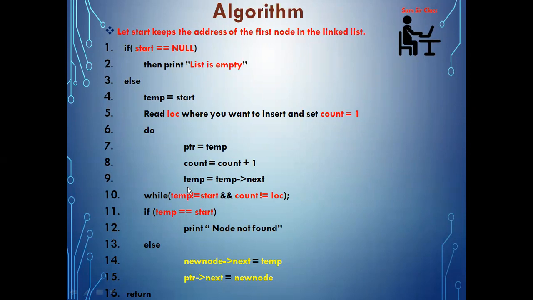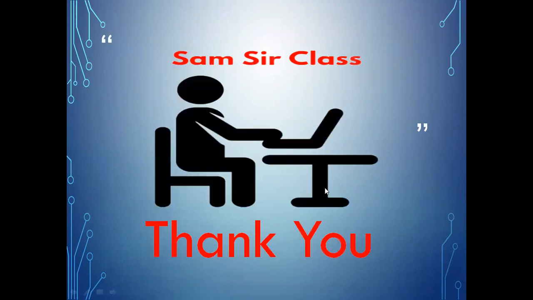This loop will stop in two cases. Either the location you are finding is present or the location you are not finding. If the location is present, then this else case will execute. If the location is not present, that means temp will again become start and will give the message node is not present. Okay, so a very simple algorithm we are writing, and we are implementing through program the same concept discussed in the algorithm.